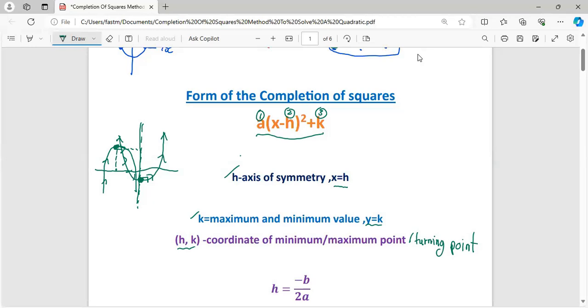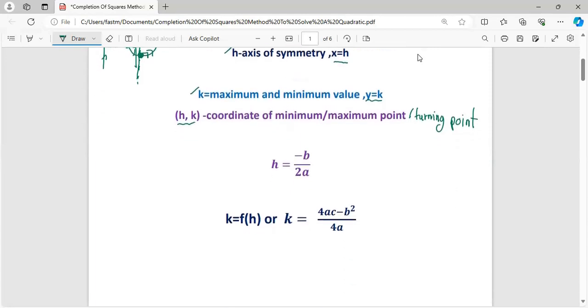Yeah? So the equations I need to remember are for h and k. H is minus b on 2a. So remember, you get b and a from the quadratic equation itself. And then k is f of h. Yeah, that's one method you could use. Or the second method is you just use the equation and plug in the values. So k would just be 4ac minus b squared on 4a. Alright, just pick one, both methods will work comfortably.